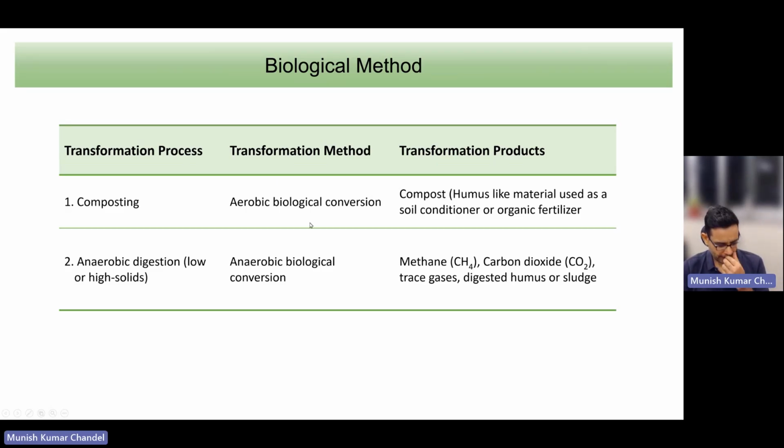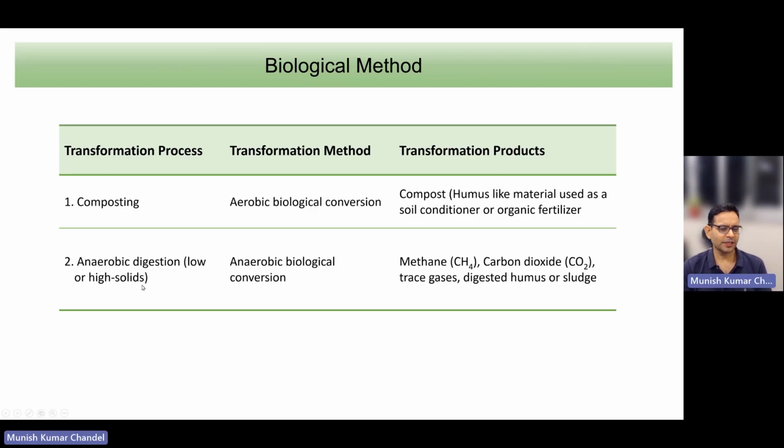The third most important method is the biological method, and I would say for municipal solid waste, one of the most important ways of transforming it. So the first and most important is composting. As all of you are aware, composting is basically an aerobic biological conversion of your municipal solid waste into a stabilized material, which is called compost. It's basically a humus-like material, and it can be used as a soil conditioner or organic fertilizer.